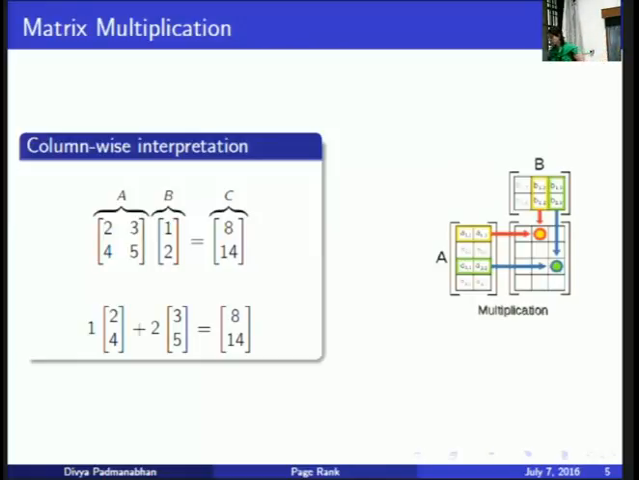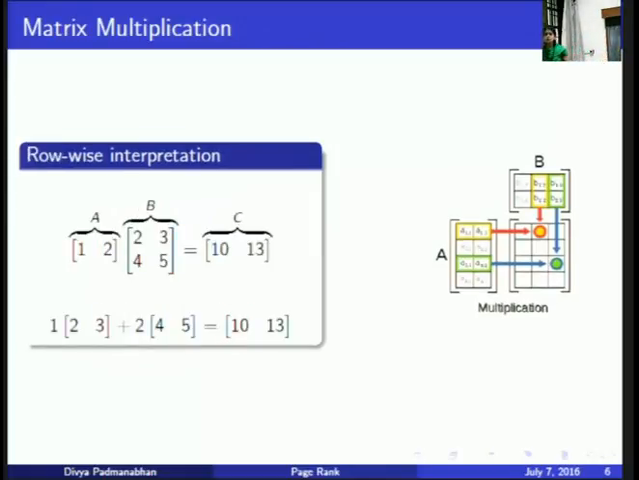Okay. So similarly, you can have a row-wise interpretation also. So if your first matrix A is a row, your result is a combination of the rows of B. Okay, so that's how you get 1 times (2, 3) plus 2 times (4, 5). That is the result you get. Okay, so that is equivalent to doing that dot product that you have done. Okay, these are giving you the same results.